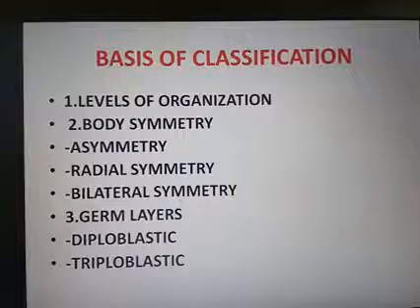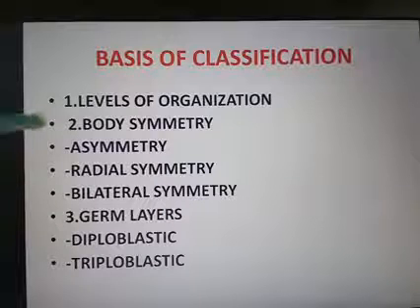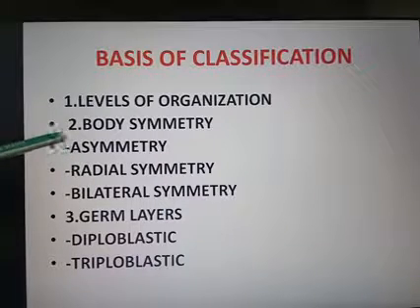Then next we discussed body symmetry. Body symmetry means organisms are classified on the basis of body symmetry. The organism can be cut into different planes. If we get equal halves through any radius, that is radial symmetry. In some cases we can't get equal halves, that is asymmetry.